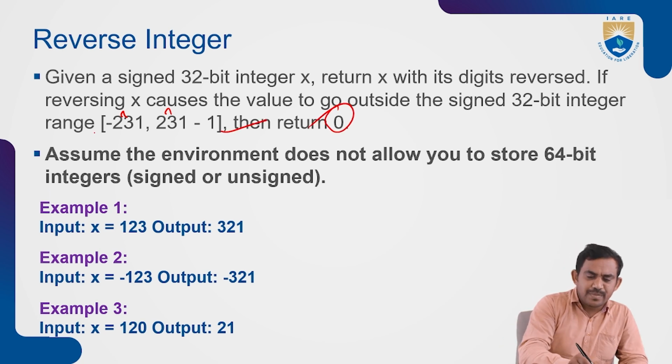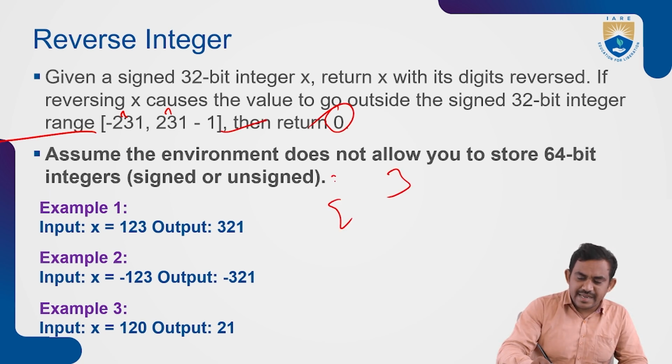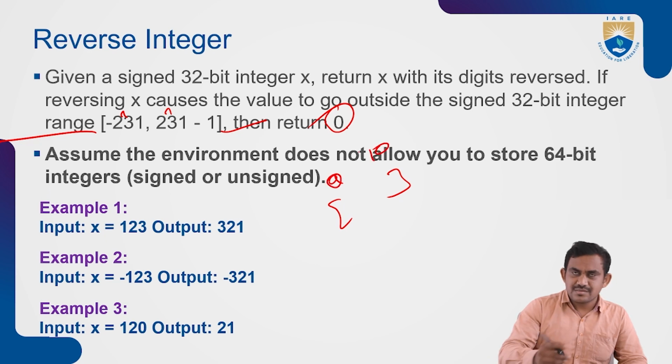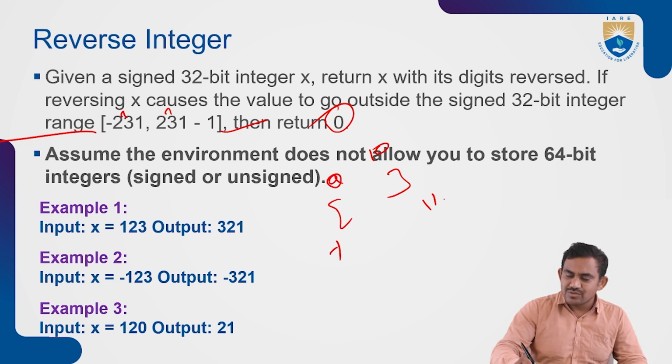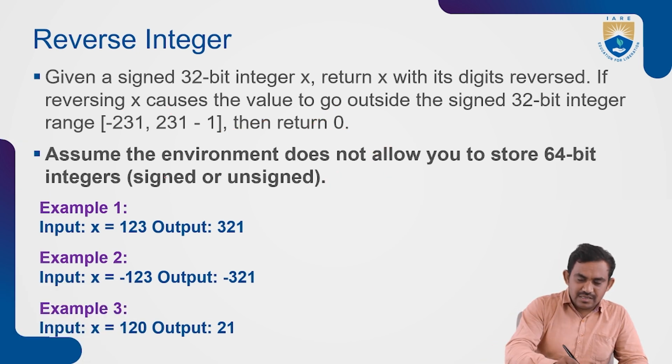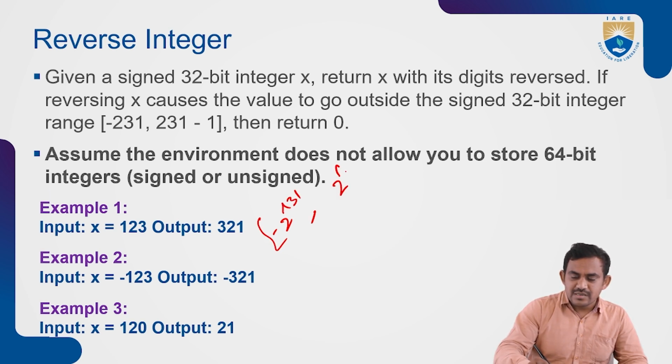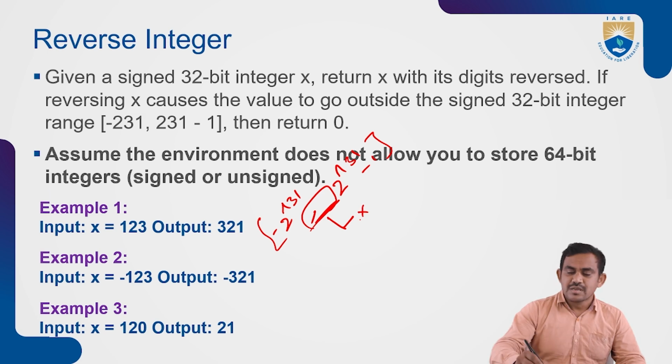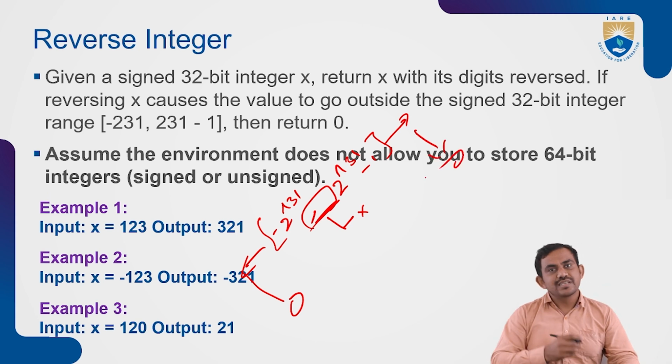So beyond this range, suppose the range is 0 comma 10, then minus 1 and 11 need not be considered. If you have minus 1 or 11, return 0. But what is the range he has given? His range is minus 2 power 31 to 2 power 31 minus 1. Values in this range need to return the reversed value, but the remaining values return 0. This is the condition given.